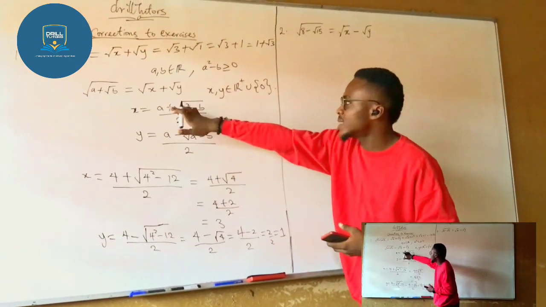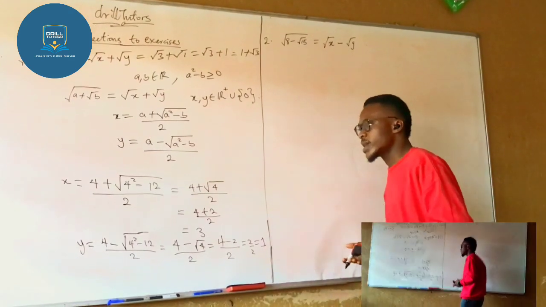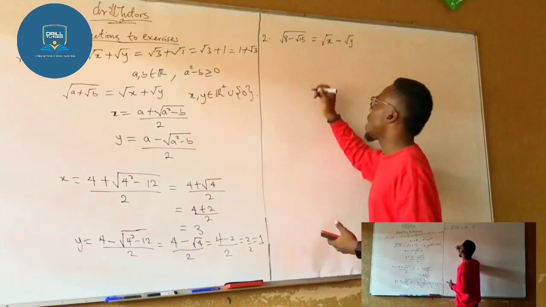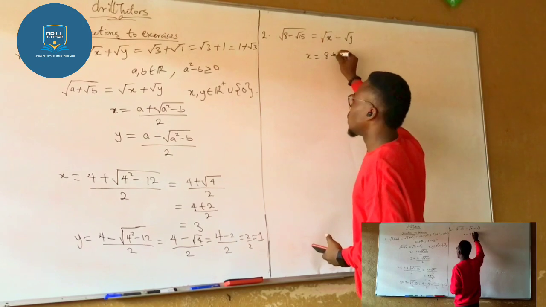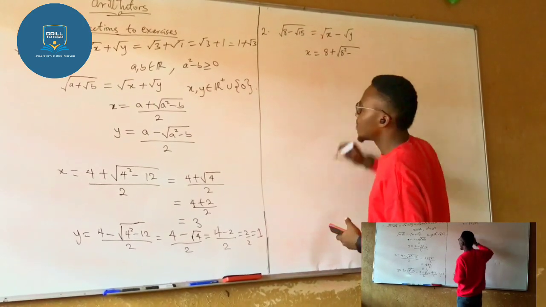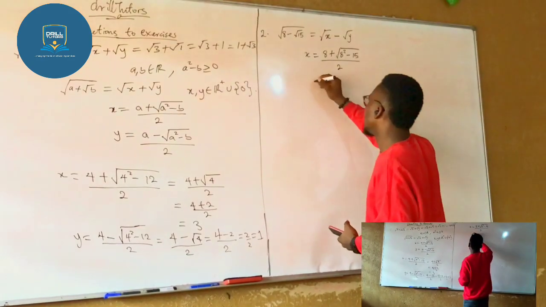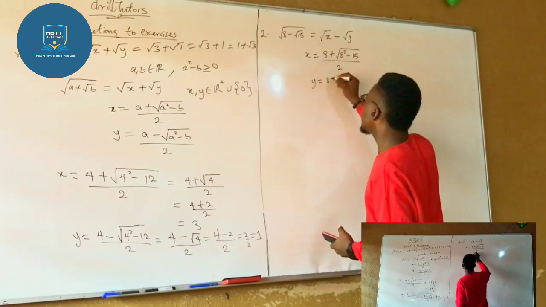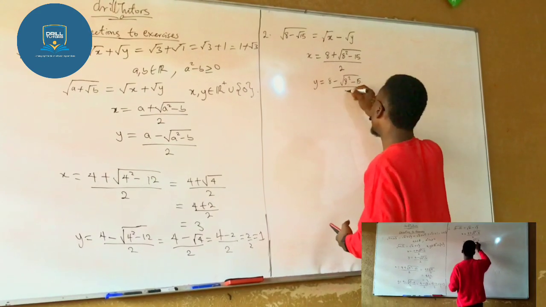The value of x is a plus the square root of a squared minus b, all over 2, and y is a minus the square root of a squared minus b, all over 2. So our x here is what? That is a, which is 8, plus the square root of a squared, which is 8 squared, minus b, which is 15, all divided by 2. And the value of y is simply 8 minus the square root of 8 squared minus 15 all over 2.